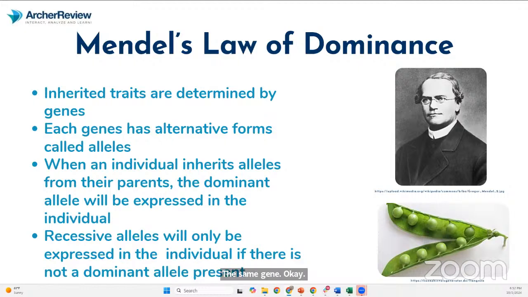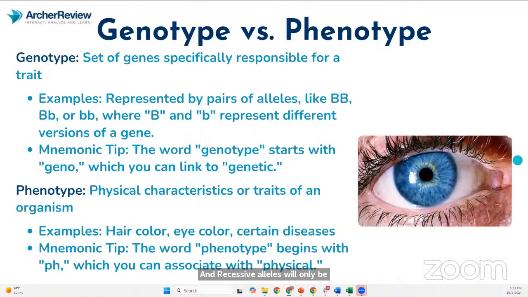And he tells us that when an individual inherits alleles from their parents, the dominant allele is going to be shown. That's what we're going to see. They use the language expressed. And recessive alleles will only be expressed if there's not a dominant allele present. And this leads us to the vocabulary that we know in genetics. And so that's why we start with Mendel's first law.